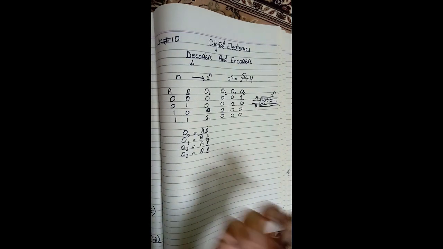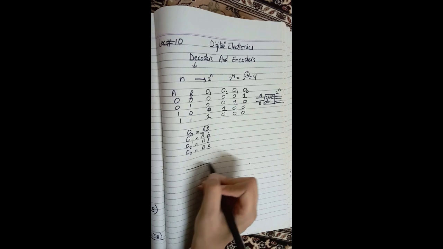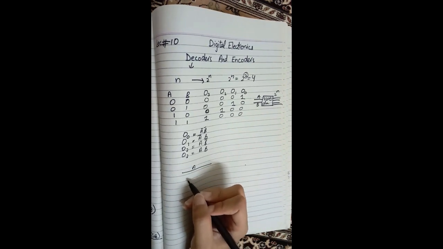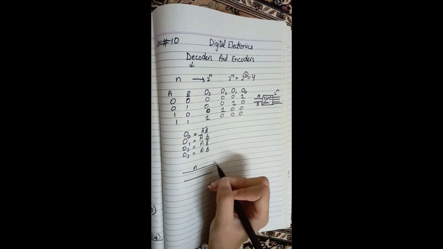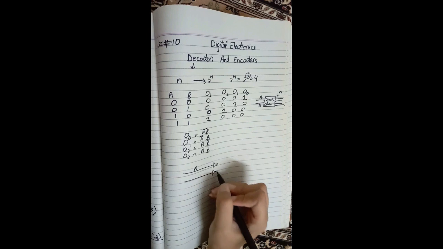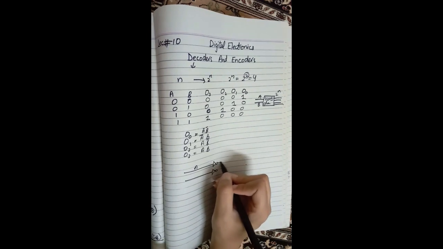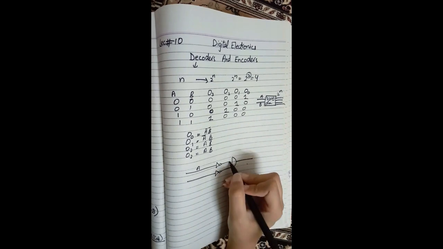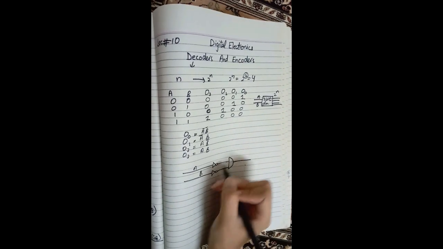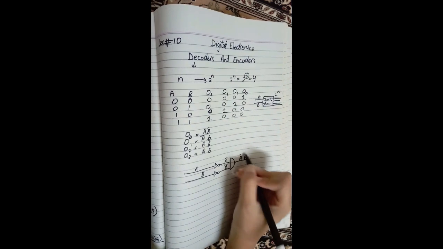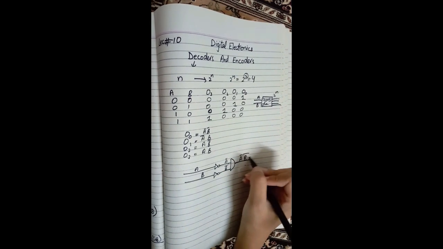Now we will draw the circuit diagram for it. We will take the A and we will take the B. For A bar and B bar we have the NOT gate. They are connected with the AND gate, and by connecting A bar and B bar with the AND gate, that is output 0.